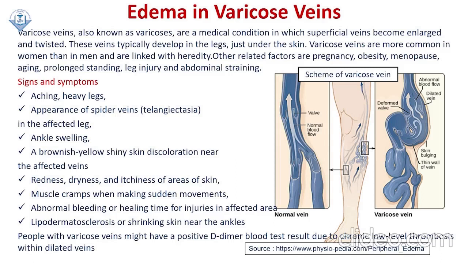Lipodermatosclerosis also can be seen in the ankles, near the ankles. These patients having varicose veins may have a high D-dimer level due to chronic thrombosis with dilated veins. So D-dimer is increased in case of thrombosis, not in chronic varicose vein disease, but in case of thrombosis it is elevated. How to diagnose varicose veins?